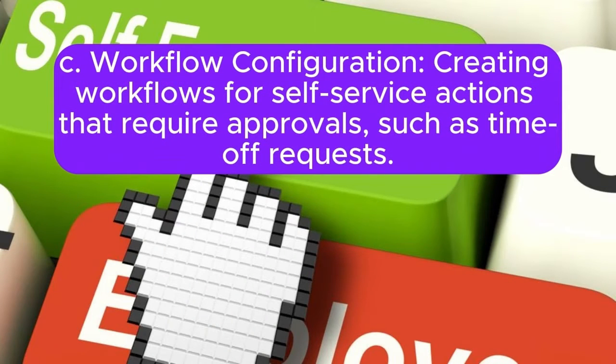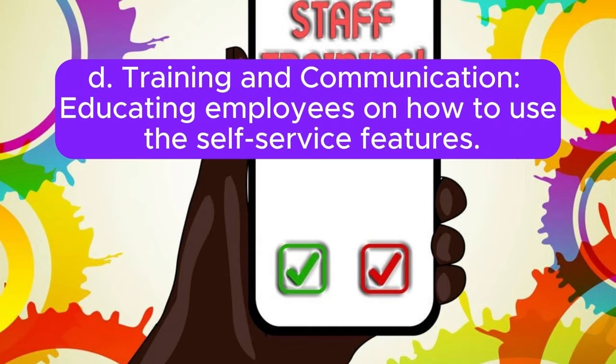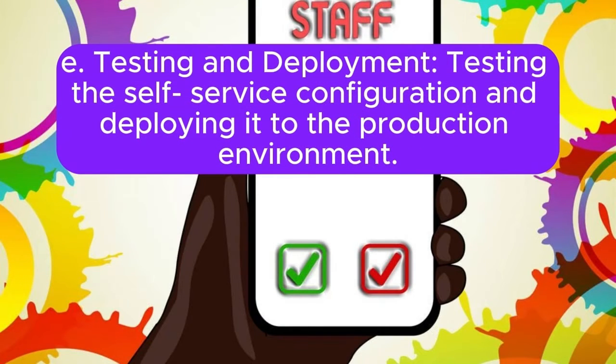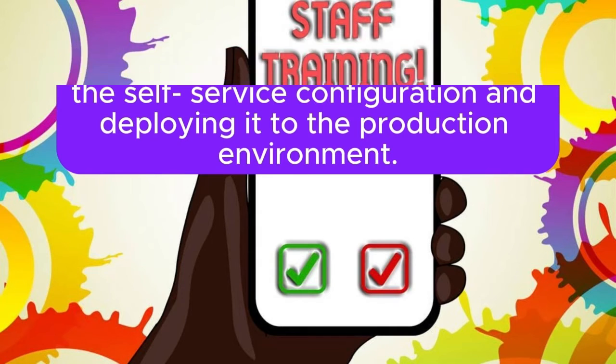C. Workflow configuration, creating workflows for self-service actions that require approvals, such as time-off requests. D. Training and communication, educating employees on how to use the self-service features. E. Testing and deployment, testing the self-service configuration and deploying it to the production environment.